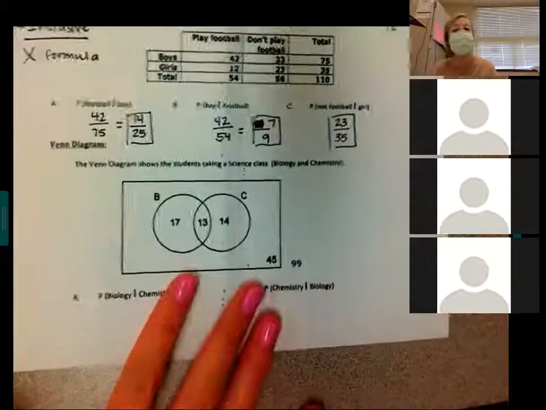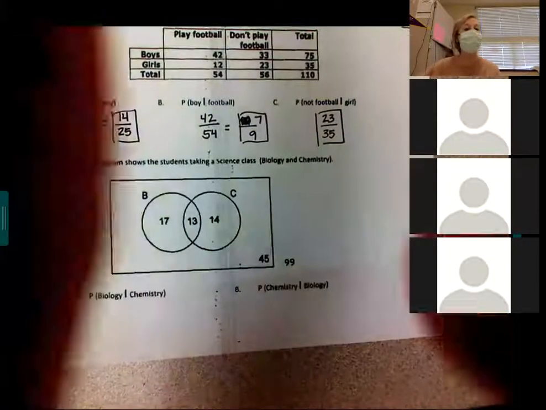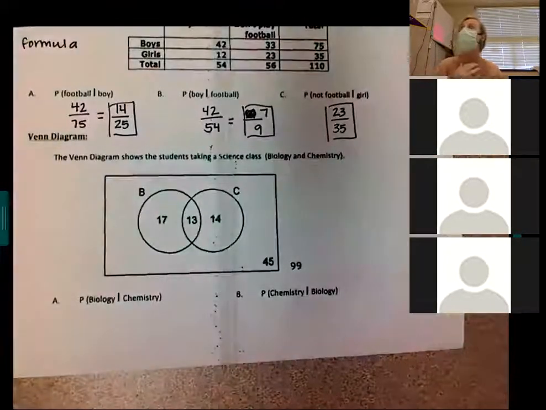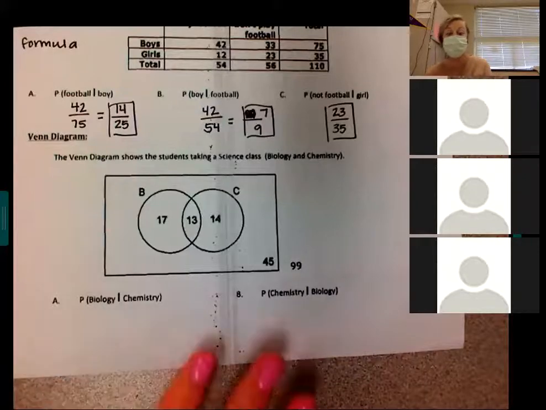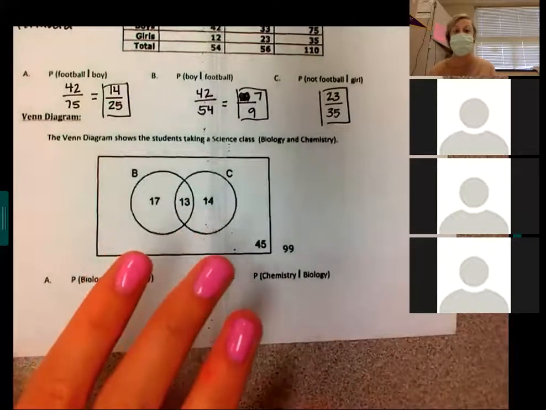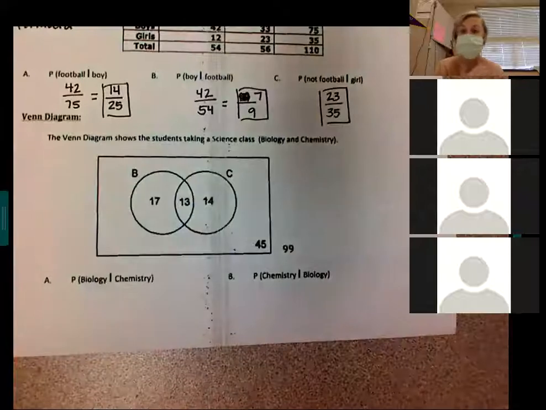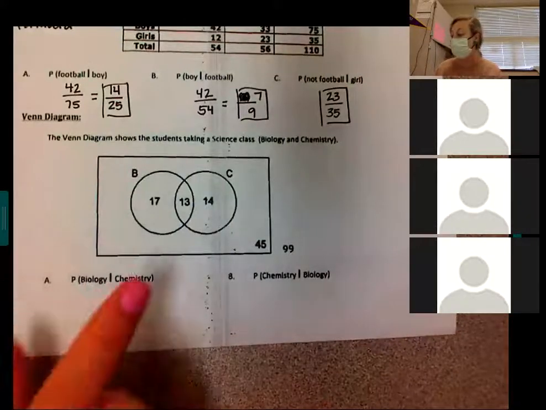Okay, Venn diagrams. Venn diagrams aren't bad either, but you have to remember that a given or conditional probability narrows it down. Is everybody with me? Okay, so check this out. I already drew the Venn for you. If you're somebody at home, you can copy the Venn, but you do not have to. Just follow along with us.